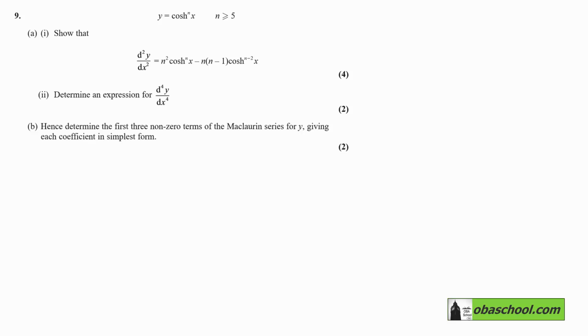y is equal to cosh to the power nx, and remember that that means cosh x to the power n. We want to show that d2y dx squared is n squared cosh nx, take away n minus 1 cosh to the n minus 2x. I don't see much of a way around this other than to just simply do the differentiating.